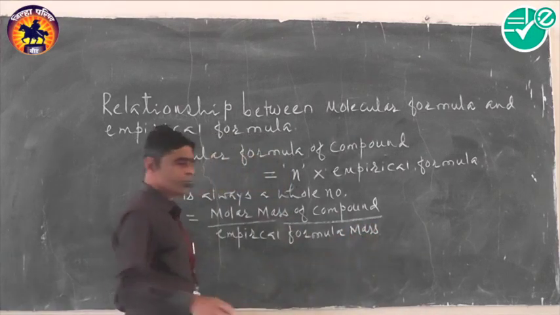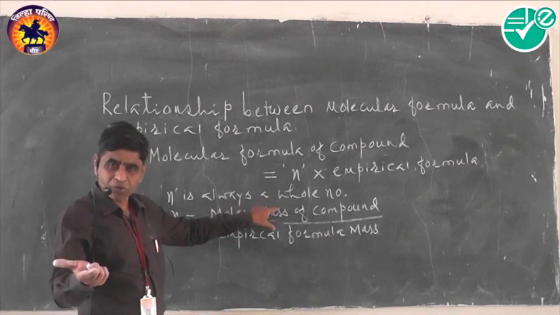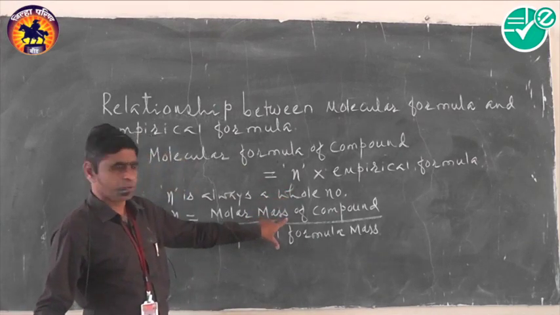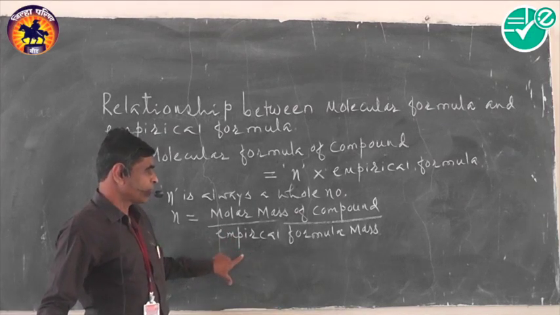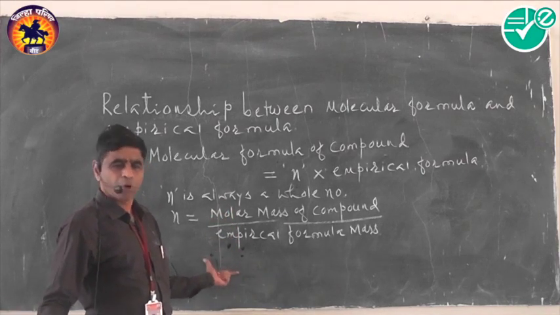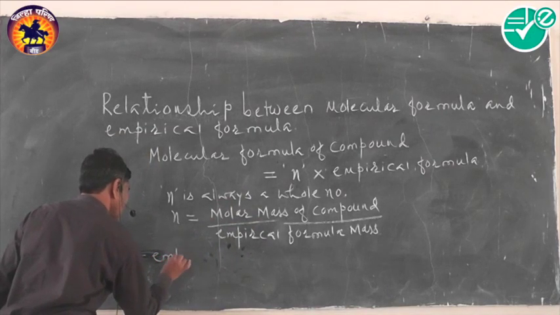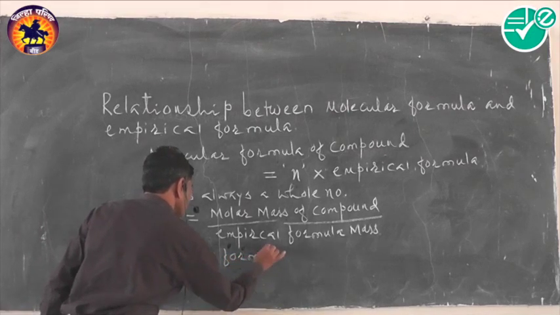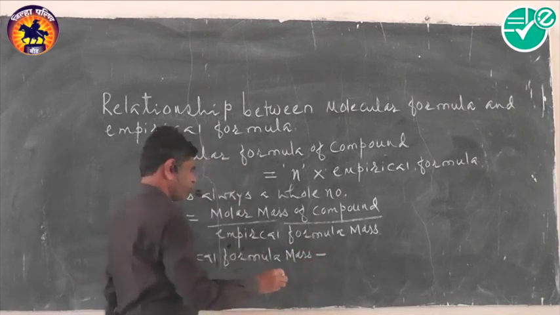Now, in this relation, the molar mass of compound is already known to us. How is it calculated? It is the sum of atomic mass of all atoms present in the molecule. That is molar mass. But how to calculate empirical formula mass? Empirical formula mass is the mass of all atoms present in the empirical formula. So what is empirical formula mass?